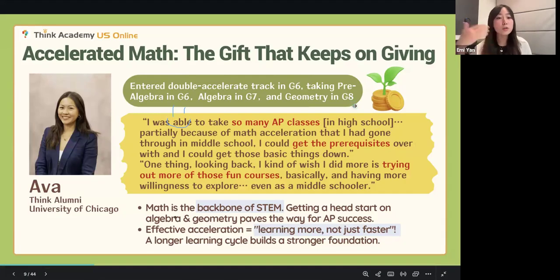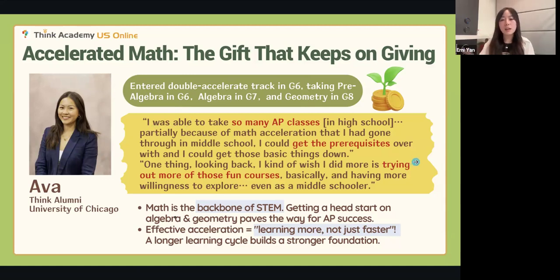According to Ava, "I was able to take so many AP classes in high school partially because of the math acceleration that I had gone through in middle school. I could get the prerequisites over with, and I could get those basic things done." According to Ava, with this accelerated program, she was able to finish a lot of AP courses and get those prerequisites down, so she can then take more STEM courses and do other stuff.